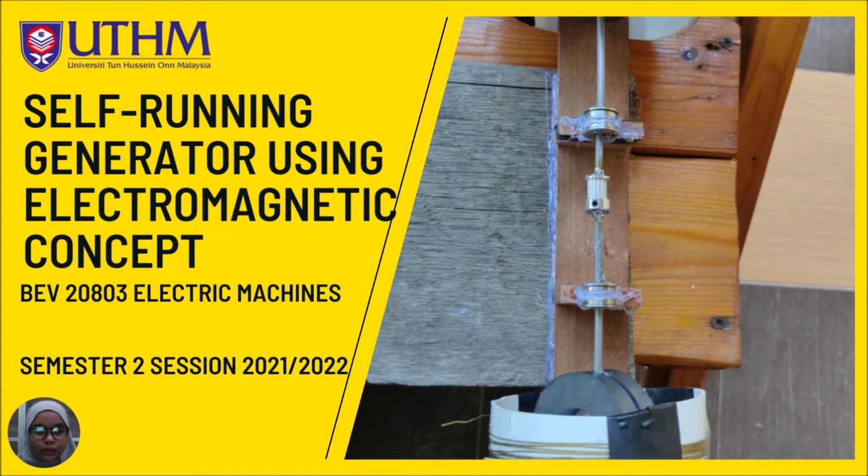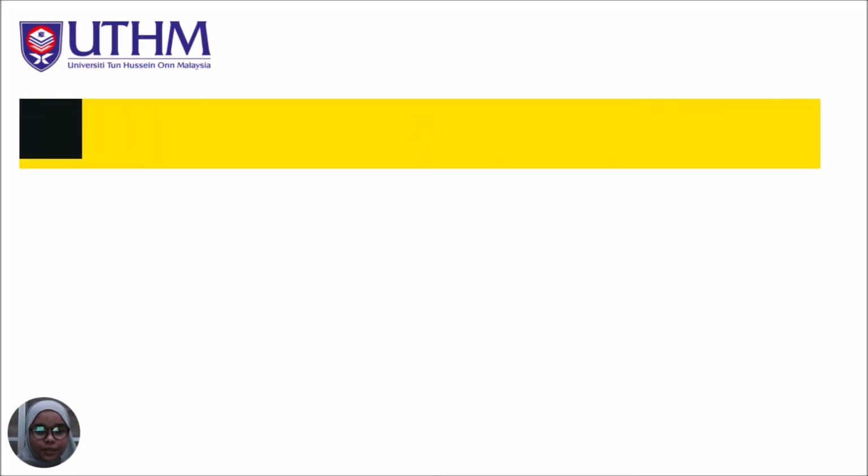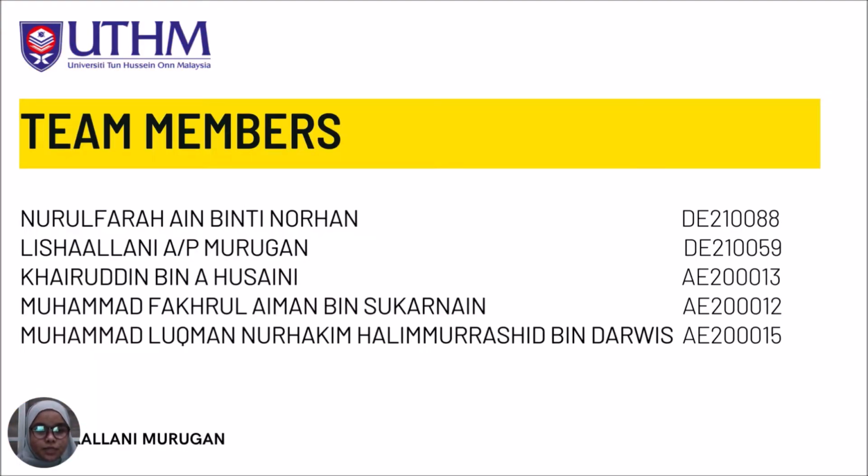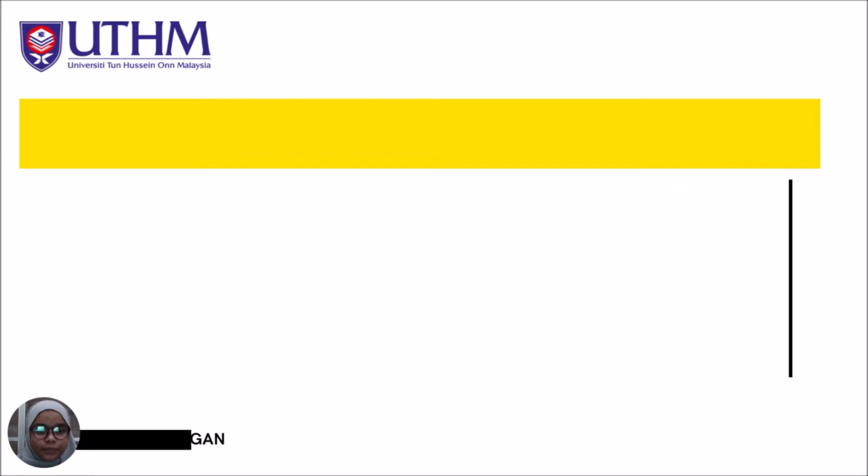So we are from group 2 from section 4 for subject BEV20803 electric machines. We will present the self-running generator using electromagnetic concept. So first I will introduce my team members. Team members consist of me, Nurul Farain, Ishalani, Khairuddin, Muhammad Fakrul Anwan and also Muhammad Luqman Nur Hakim.